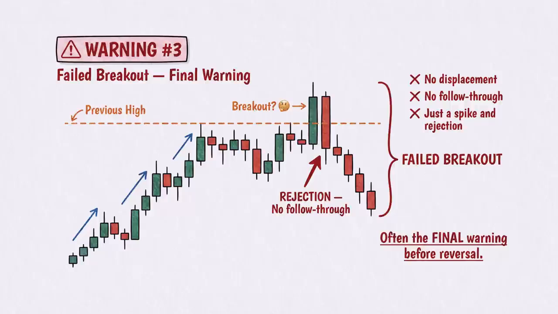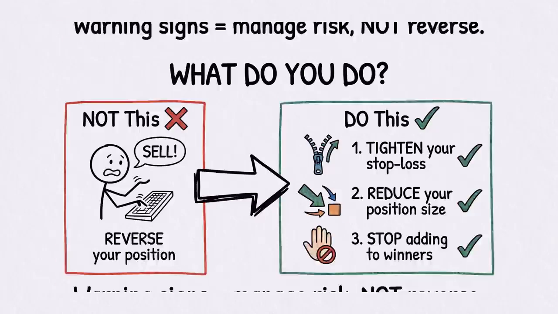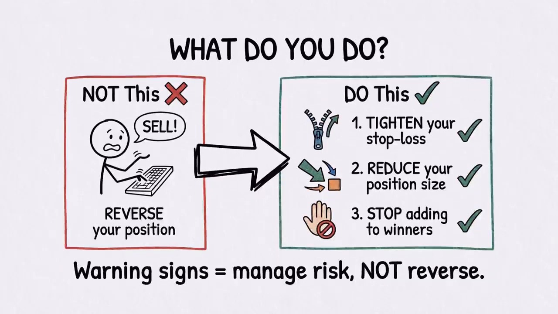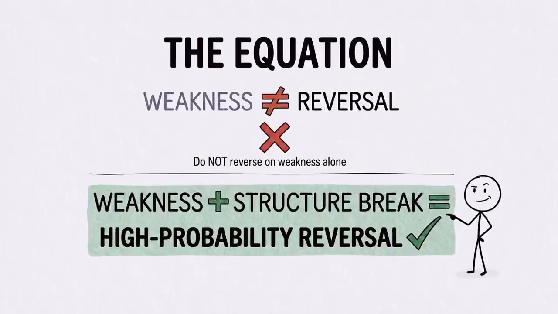Price pushes above the previous high, but then immediately reverses. No follow-through, no displacement, just a spike and a rejection. This is often the final warning before a full reversal. Now, and this is important, these warning signs do not mean you should reverse your position. They mean you should tighten your stop loss, reduce your position size, and stop adding to winners. Weakness is not the same as reversal, but weakness plus a structure break, that's a high probability reversal.